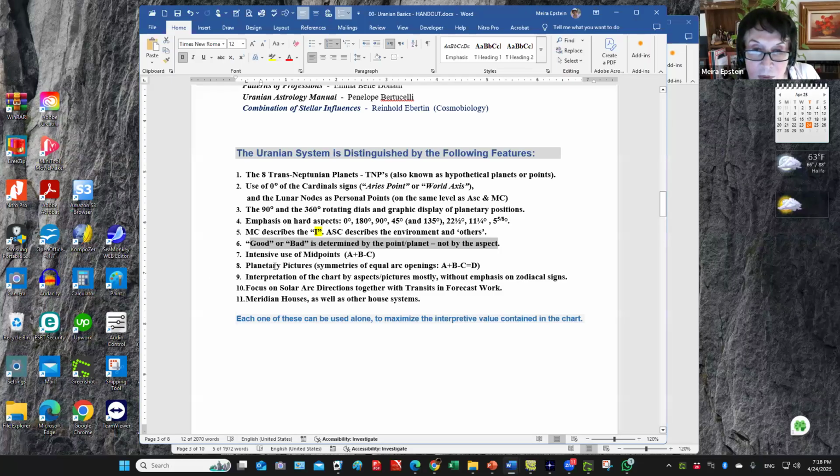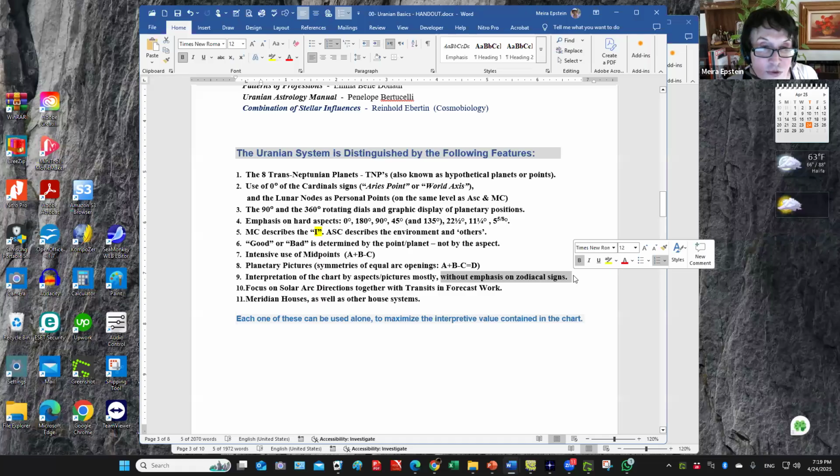Okay. Then number 7, intensive use of midpoints. Number 8, planetary pictures, symmetries, and so on. We'll dwell on this, but not much. Number 9, interpretation of the chart by aspects, mostly without emphasis on zodiacal signs. In this system, the zodiac does not show up. It's just the planets and the aspects.